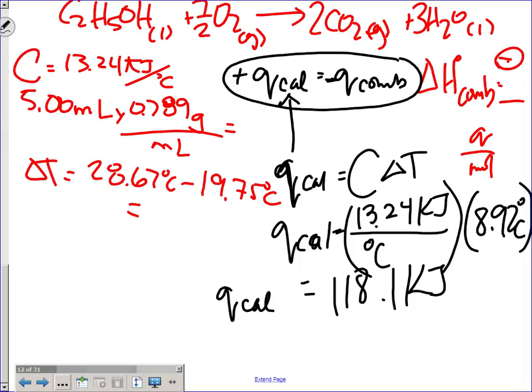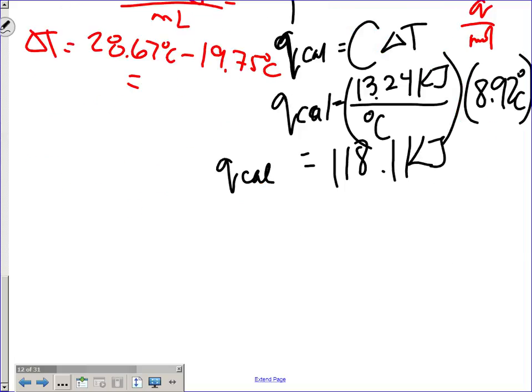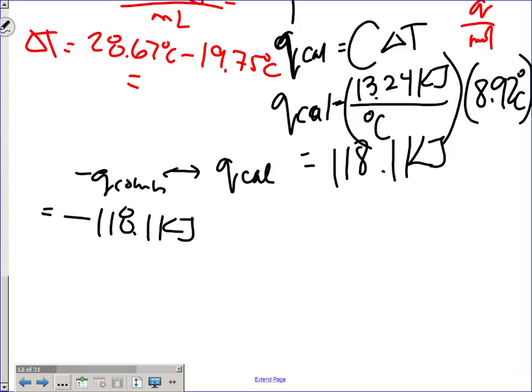So it's just negative, right? So this is related to a negative Q combustion. So Q combustion is negative 118.1 kilojoules. All right, so that's probably the most important point to know so far, because now that we're back to talking about combustion, we've switched from surroundings back to system. Now we're almost to delta H combustion.